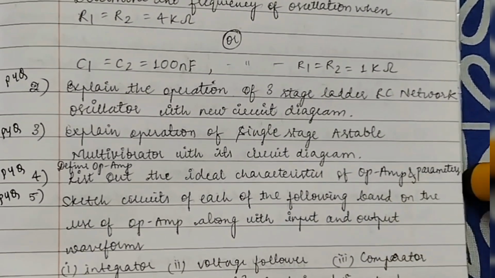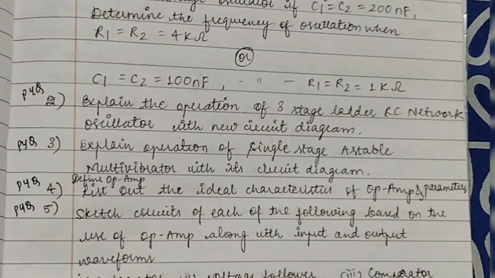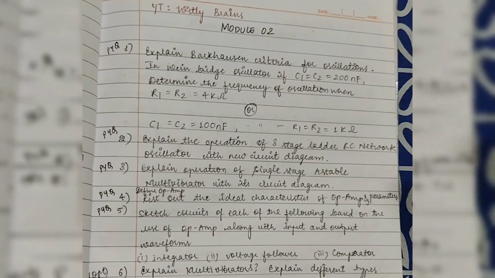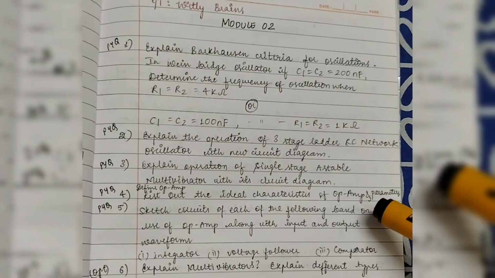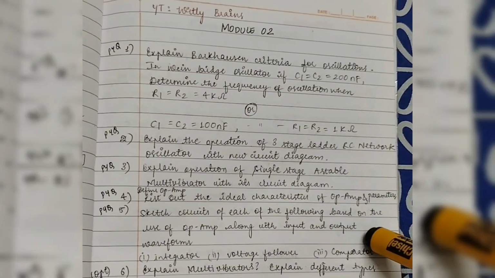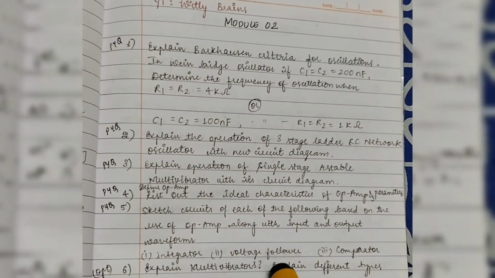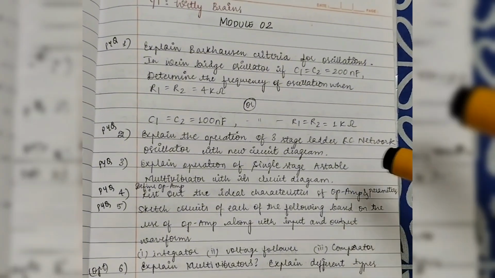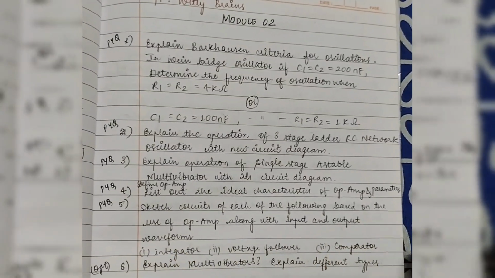They can ask characteristics or parameters, and you need to define them. Sketch circuits of each of the following based on the use of op amp along with the input and output waveforms: an integrator, voltage follower, and a comparator. This is also a very much repeated question.